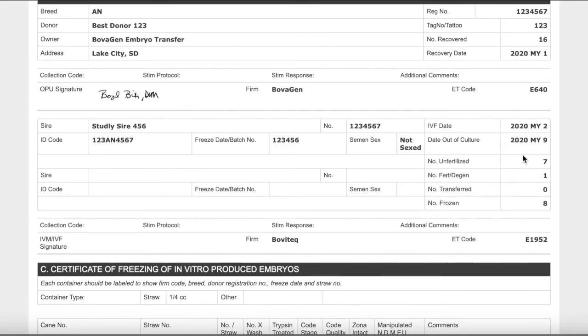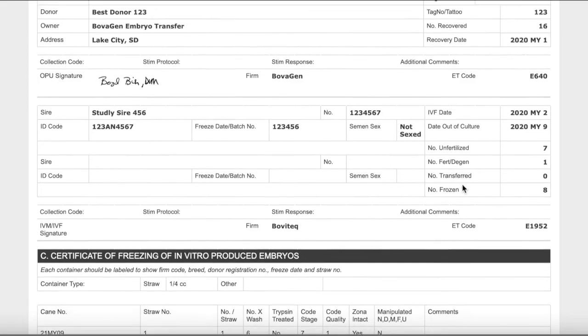You see date out of culture, that's the culture media. They refer to these as test tube babies. So they're in a dish being fertilized. So this is 7 days later on May 9th that they are being frozen, and you can see we got 8 frozen here.